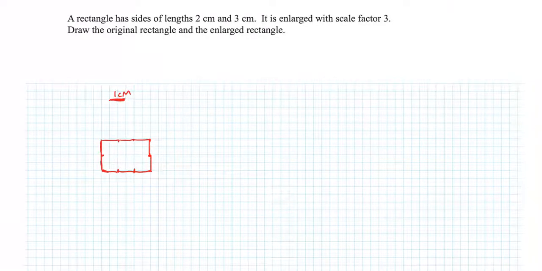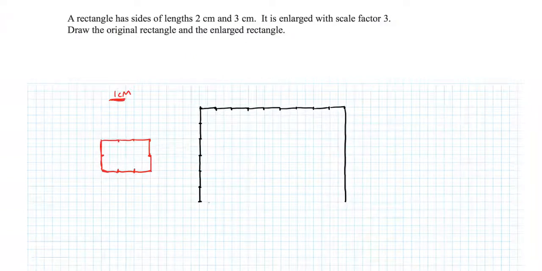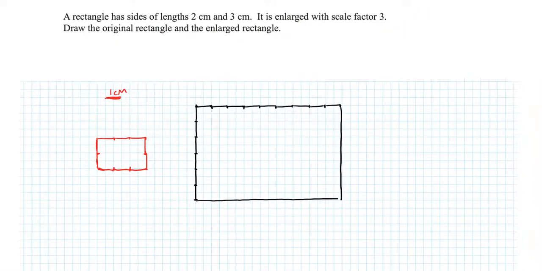So let's enlarge it. The vertical side is now going to be 6: 1, 2, 3, 4, 5, 6. The horizontal side that was 3 across is now going to be 9: 1, 2, 3, 4, 5, 6, 7, 8, 9. So our shape is going to look like this if it has been enlarged with a scale factor of 3.